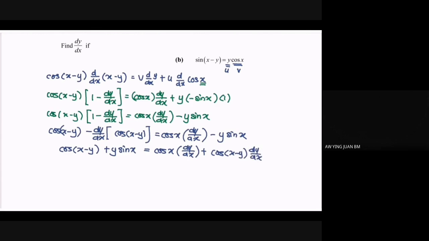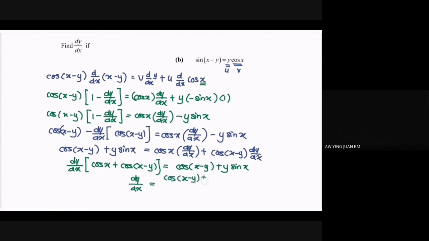So factorize the dy dx bracket. So we will have cos x plus cos x minus y equals to cos x minus y plus y sin x. So finally, dy dx will be equals to cos x minus y plus y sin x over cos x plus cos x minus y.